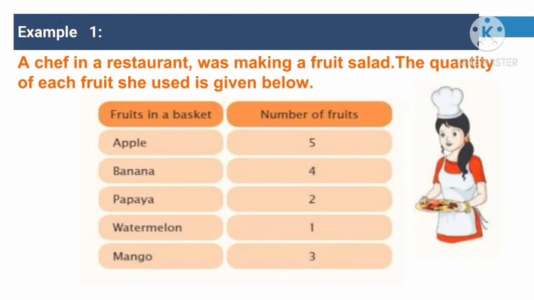Let's look at the first question, children. A chef in a restaurant was making a fruit salad. The quantity of each fruit she used is given below. Look at the table, fruits in the basket and the number of fruits she used. She used 5 apples, 4 bananas, 2 papayas, 1 watermelon and 3 mangoes. So this is the data given in numbers.